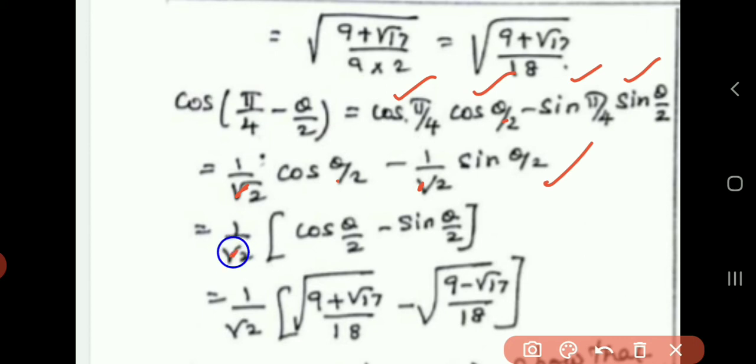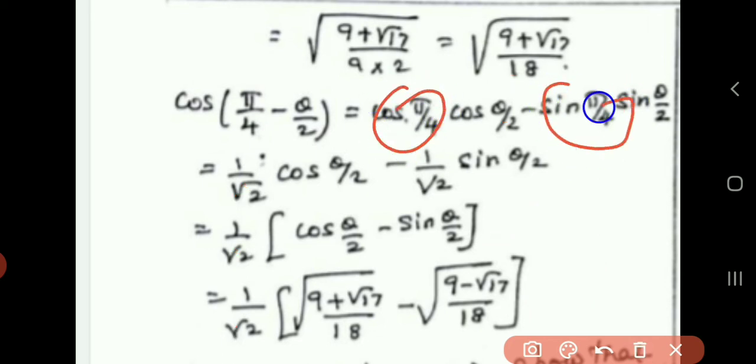So 1 by 2 into cos theta by 2 minus 1 by 2 into sin theta by 2. Take 1 by 2 as common here. So cos theta by 2 minus sin theta by 2, and then substitute the value as it is there. So simply a mistake there. Cos pi by 4 and sin pi by 4 value is 1 by 2 only. It is not root 2. Okay, so change this in your notebook there.